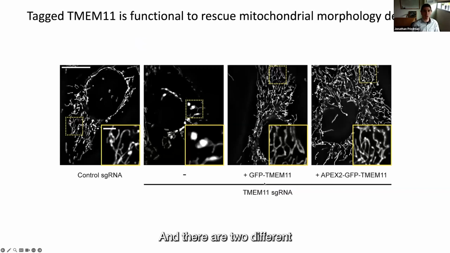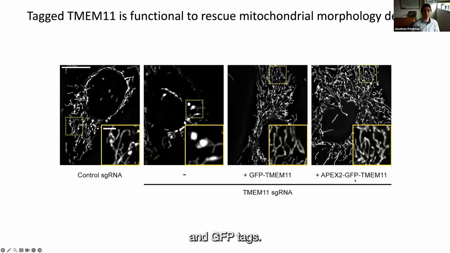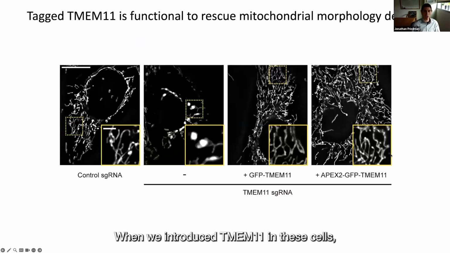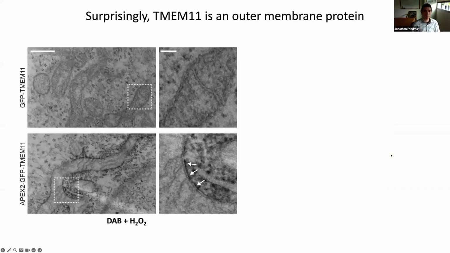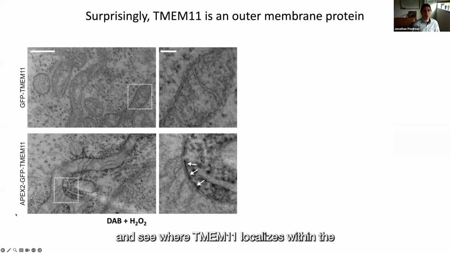There are two different lines that I'm going to be talking about. One where we tagged TMEM11 with GFP, and then another where we tagged TMEM11 with both APEX and GFP tags. And what I want you to notice is that the mitochondrial morphology is completely fixed when we introduce TMEM11 into these cells. And this is really where we got our first surprise in the project. We used this APEX tag to do proximity labeling and see where TMEM11 localizes within the mitochondrial network.